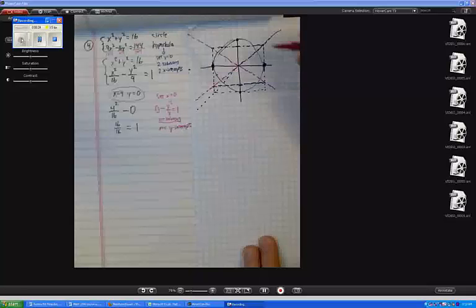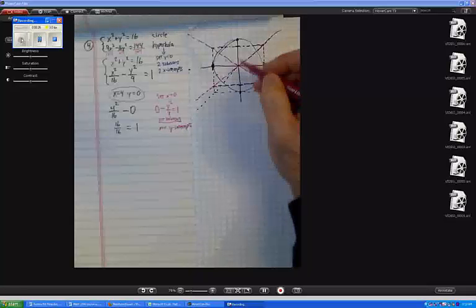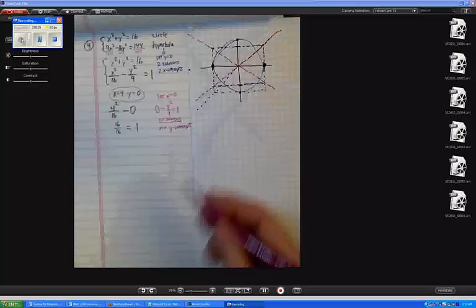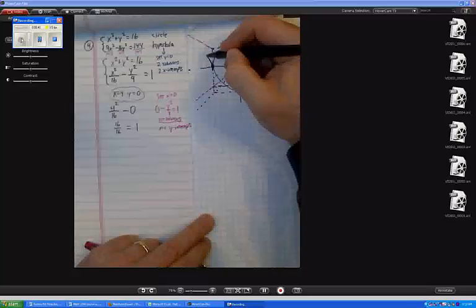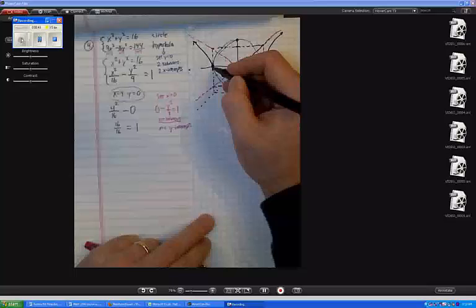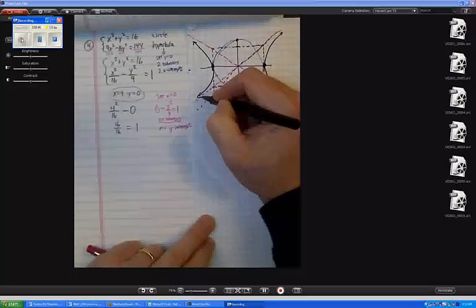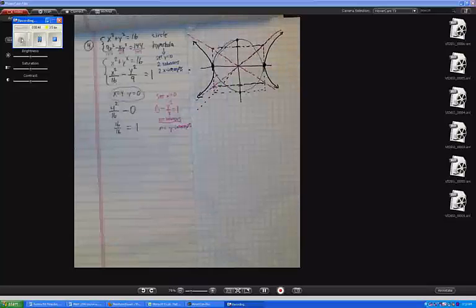See? The rectangle goes up 3 and down 3. It goes up 4, left 4 and right 4. And so the hyperbola looks like this. The hyperbola looks like that. You guys follow? All right. So now what do we do?